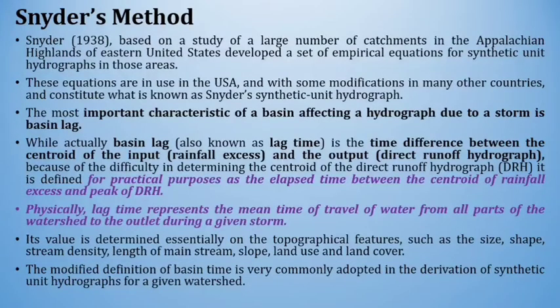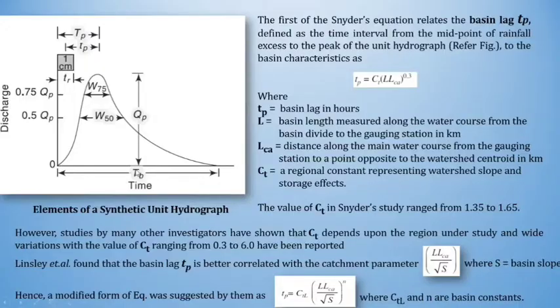For practical purposes, the time elapsed between the centroid of rainfall excess, ER, and the peak of the DRH is considered as the basin lag. So you can see here, this is the basin lag, the time elapsed between the centroid of the rainfall excess to the peak of the DRH. It is denoted by the letter t suffix p.